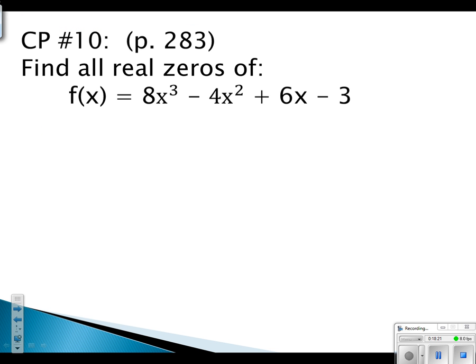Find all the real zeros of this one. All right, so let's try to figure out our options first of all. My negative 3 at the end gives me options of plus or minus 1 and plus or minus 3. My lead coefficient is an 8, so I have quite a few options for my lead coefficient this time. And I need to find one factor. I need to find a beginning point.